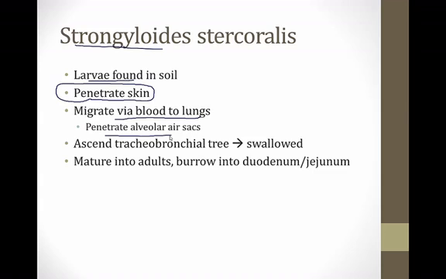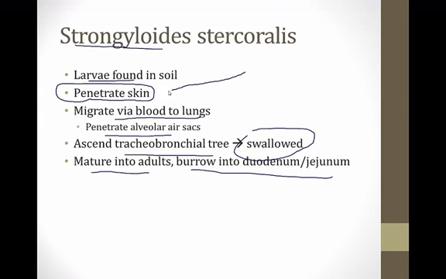Now, I told you this is an intestinal roundworm, so why am I talking about the lungs? Well, the reason is because once it penetrates those alveolar air sacs, it can ascend the tracheobronchial tree, and then you swallow it. So then it gets into the intestine, where it matures into adults and burrows into the duodenum and the jejunum. So what's interesting about Strongyloides is that it's an intestinal roundworm, but its path to the intestine is very unusual. It penetrates the skin, goes up to the lungs, and then ascends and gets swallowed, and that's how it gets into your GI tract.